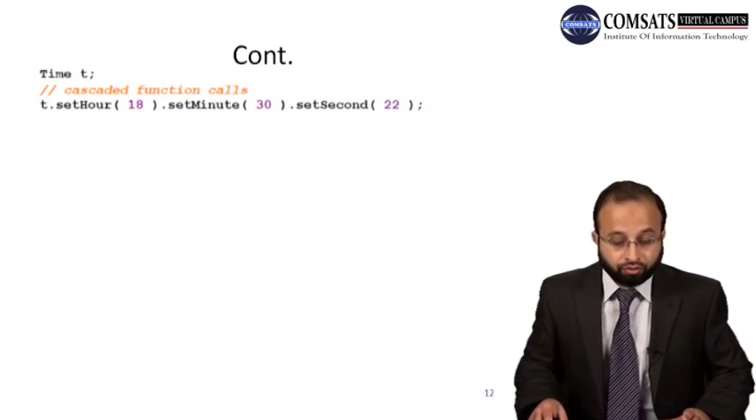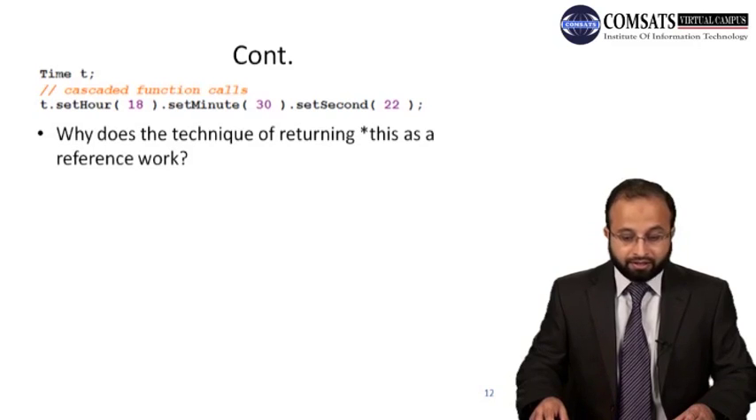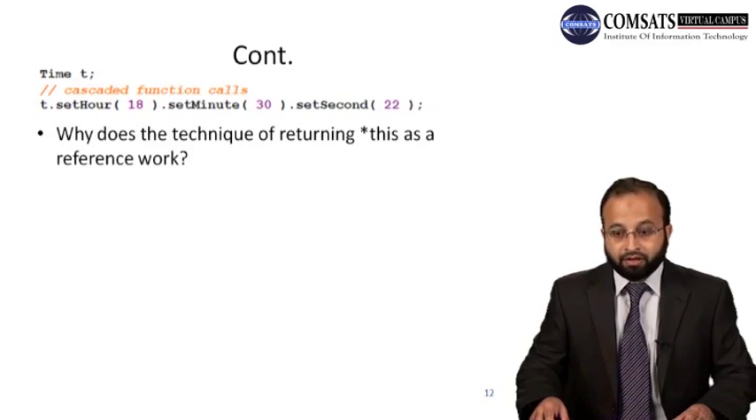Let's go through it once again. So this is the cascading function call using this pointer internally. So why does the technique of returning static this as a reference work? Why not this, right? So now it is very clear that we have to return the object by reference, not the pointer by reference.